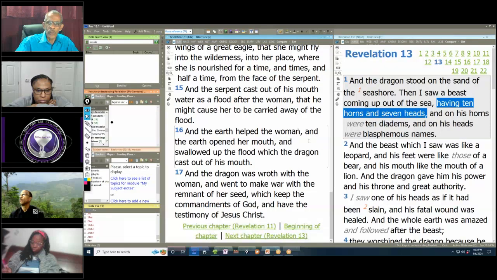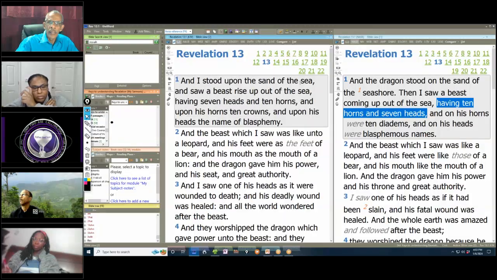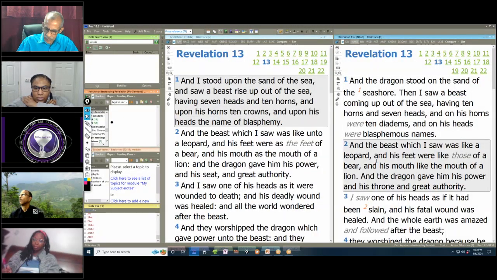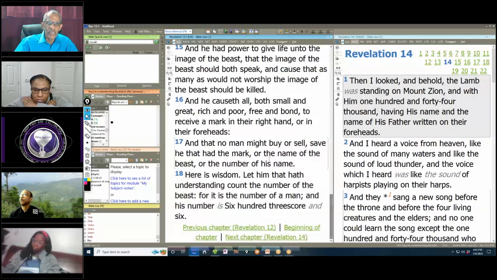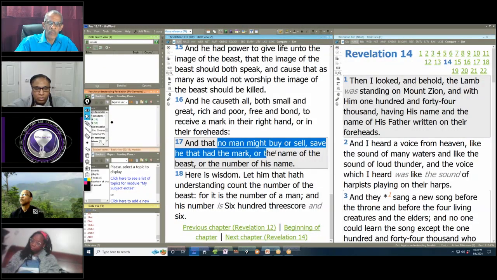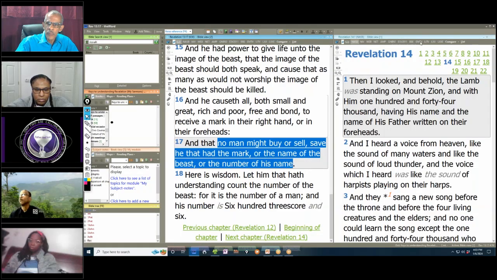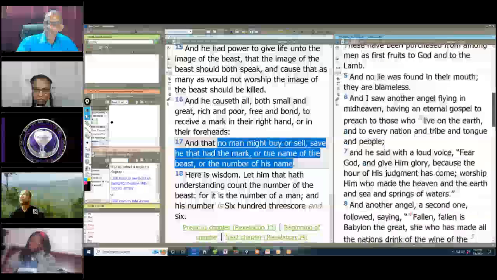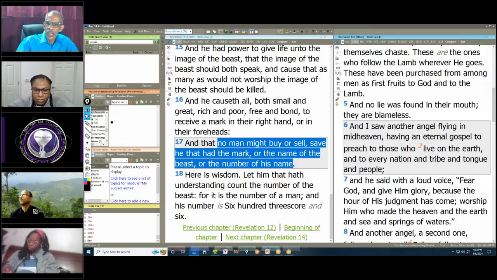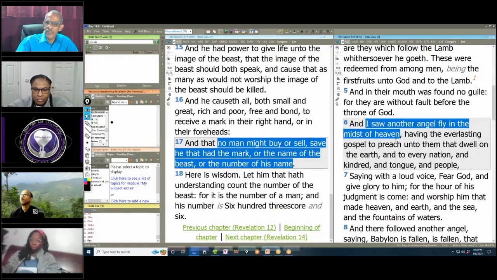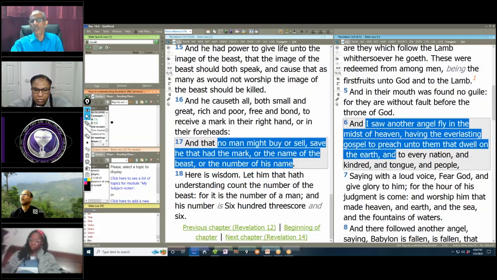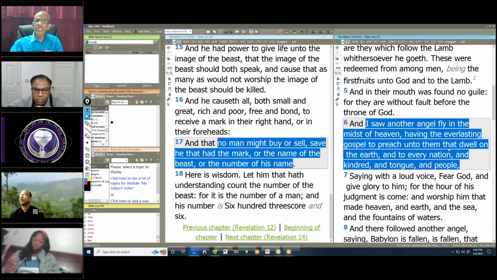And if you look, all right, let me put 13 on this side and put 14 on the other side. So, in chapter 14, what we see now is that when the mark of the beast comes, you see chapter 13, no man might buy or sell except the one who had the mark or the name or the number of his name. You jump over to chapter 14, and what you see is, I saw another angel flying in heaven, I like the King James. I saw another angel fly in the midst of heaven, having the everlasting gospel to preach to them that dwell on the earth, to every nation, kindred, tongue, and people. The mark of the beast is our opportunity. All of you have been wanting to be more zealous.